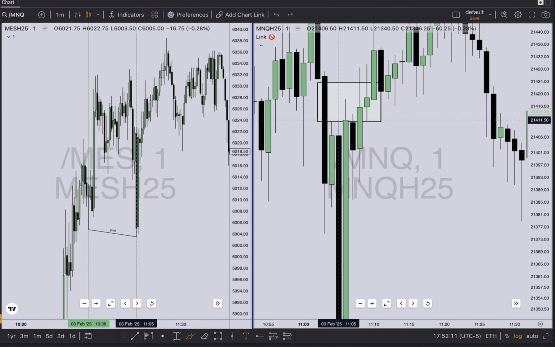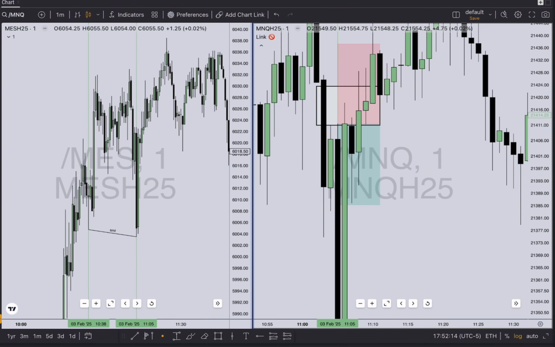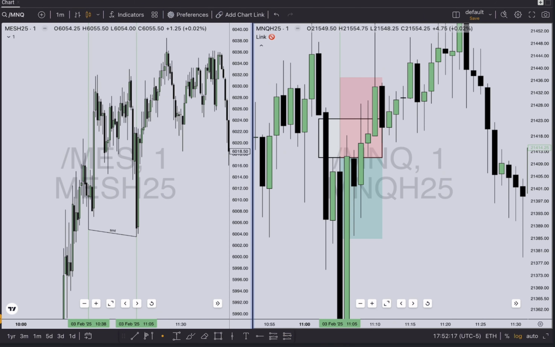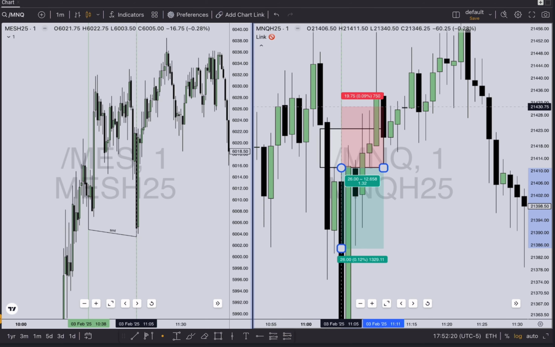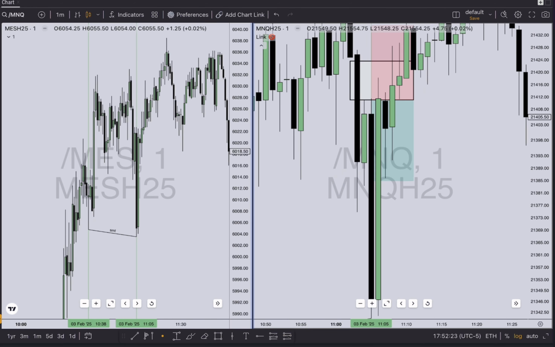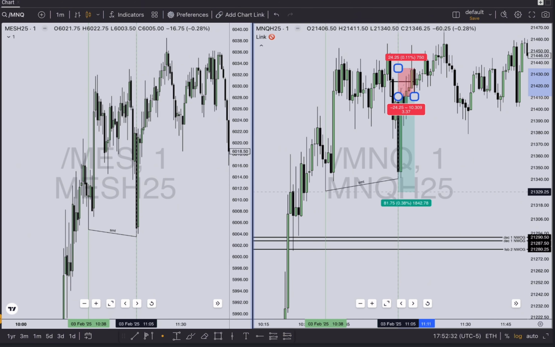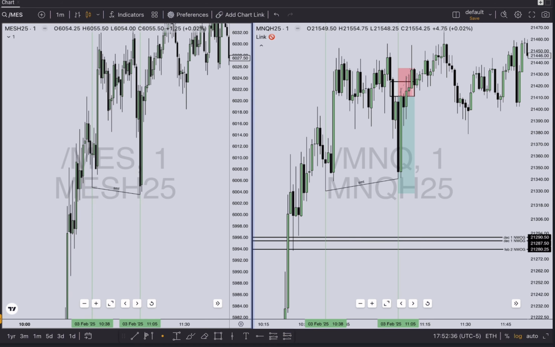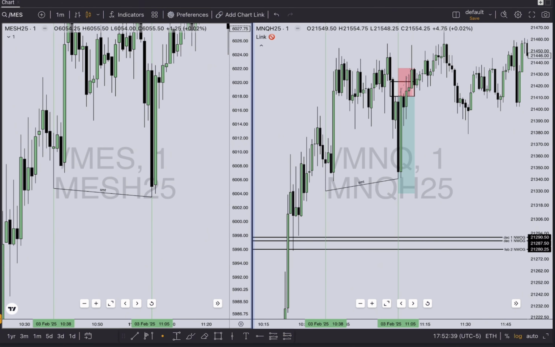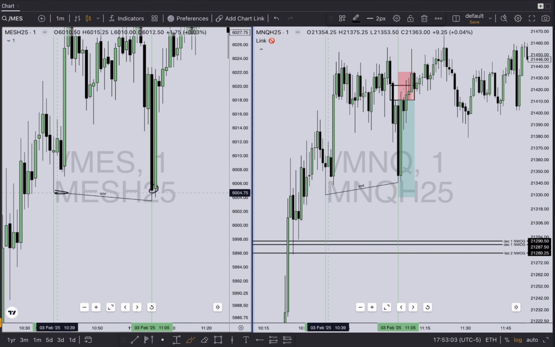So I took this short. Boom, entered right there. Stop loss above the fair value gap, but we're not going to talk about that right now. And then take profit initially would have been at this low. But then you look at ES. ES took this low. Right, look at the times. I have them marked out at the bottom. Look at the same time, the same lows. ES swept that low, while NQ didn't.